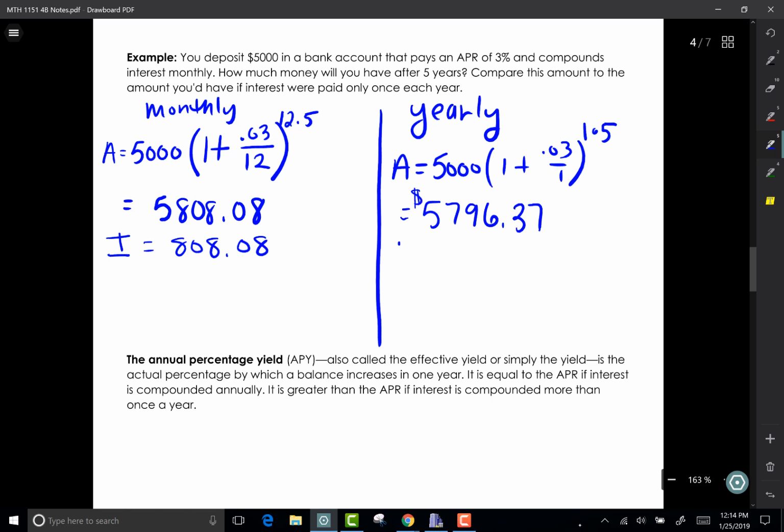$5,796.37. So that means the interest that was earned over the 5-year period, since we started with 5,000 and ended up with 5,796.37, our interest earned was 796.37.